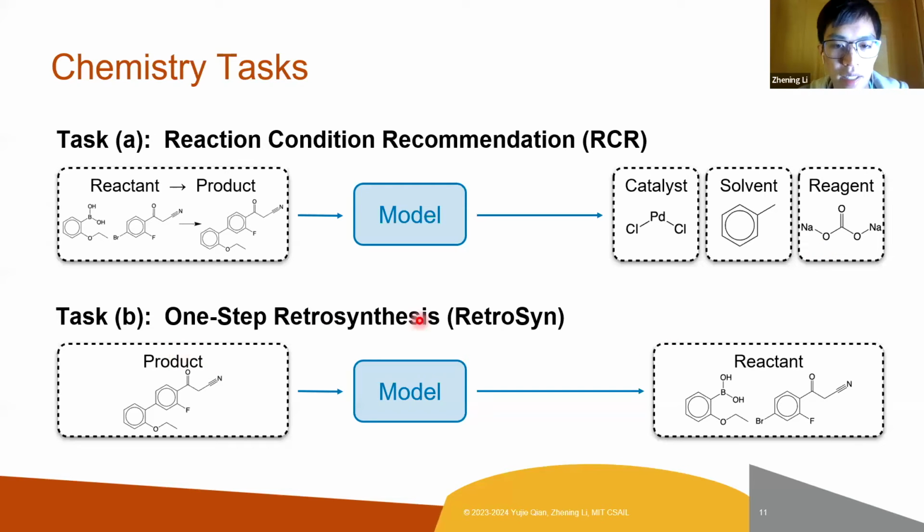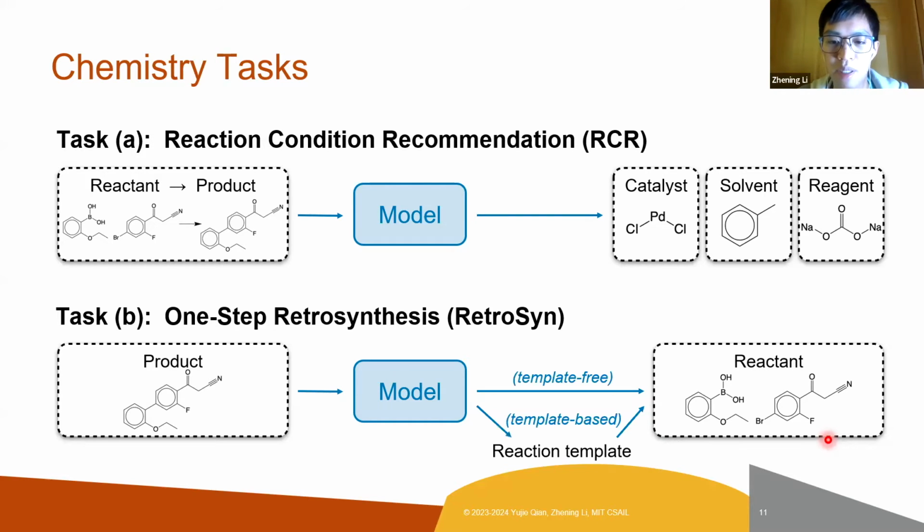And the other task is one-step retrosynthesis. And this is retrosynthesis referring to finding the reactants or the synthesis pipeline for creating desired molecule. And one step here refers to the fact that we're only considering one step in the process. So the input will be just the target product molecule that we're trying to synthesize. And the output label is going to be the reactant or the reactants that will produce the product.